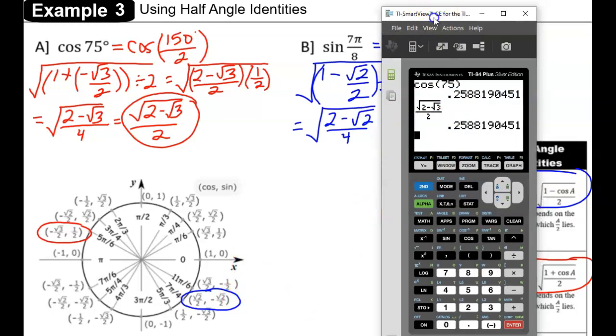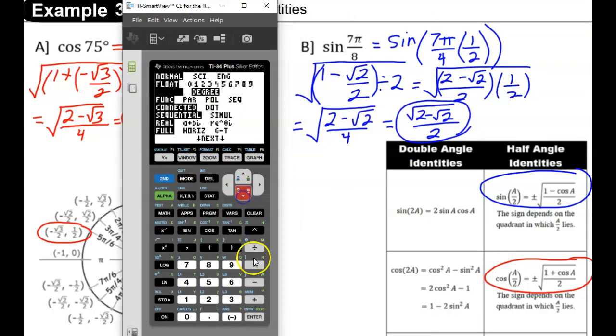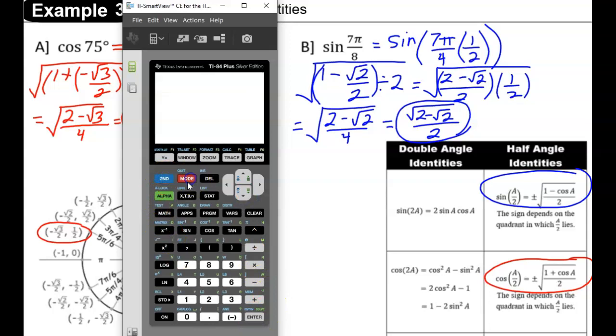Again, we can use the calculator to check. I want to make sure now that I'm in radian mode, and I'm going to evaluate the sine of 7 pi over 8 and compare that with the decimal equivalent of the answer that I just found. So I have a square root of the quantity 2 minus square root of 2 in my numerator, divided by 2 in the denominator, and when we compare those decimals, they're equivalent, and so we know that that checks.